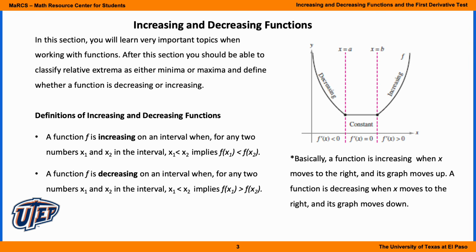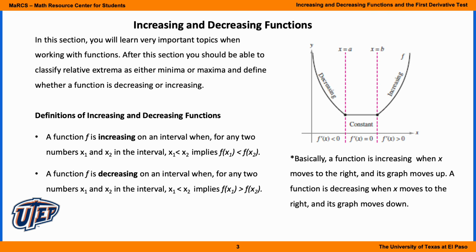So a function f is increasing on an interval when for any two numbers x1 and x2 in the interval, x1 less than x2 implies that f of x1 is less than f of x2. A function f is decreasing on an interval when for any two numbers x1 and x2 in that same interval, x1 less than x2 implies that f of x1 is greater than f of x2. So basically a function is increasing when x moves to the right and its graph moves up. A function is decreasing when x moves to the right and its graph moves down.